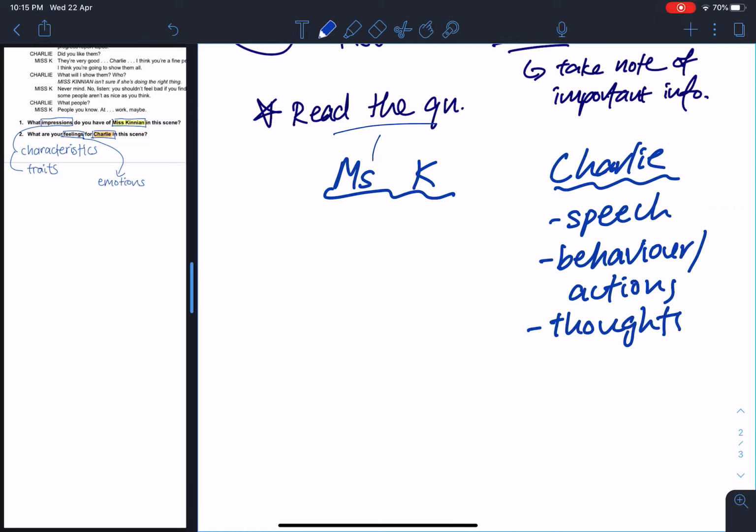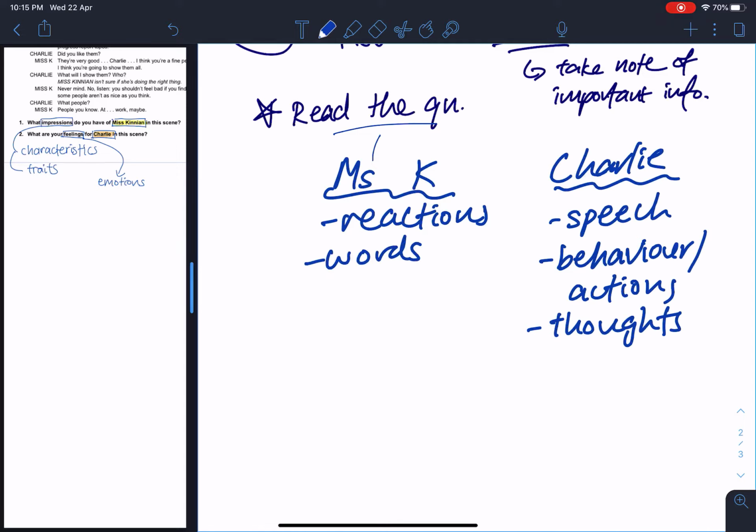Okay, so these are all things you can look at, and the same thing applies for Miss Kinnian. Okay, how about, do you know what Miss Kinnian is like? You can not just look at this, you can look at their reactions to things. Okay, you can look at the words that she uses.